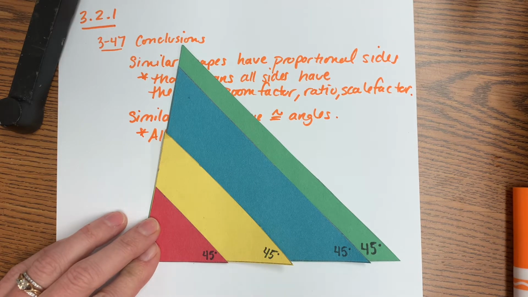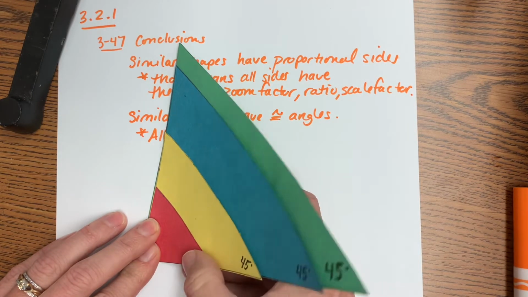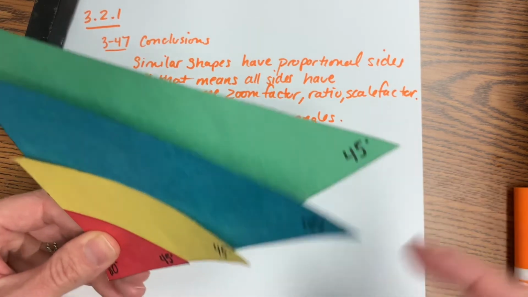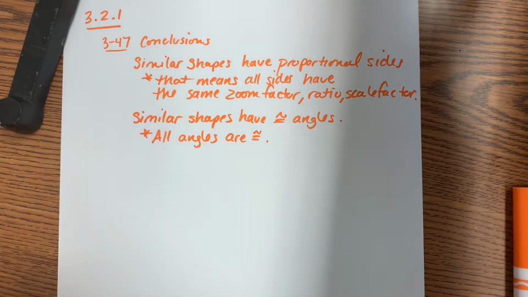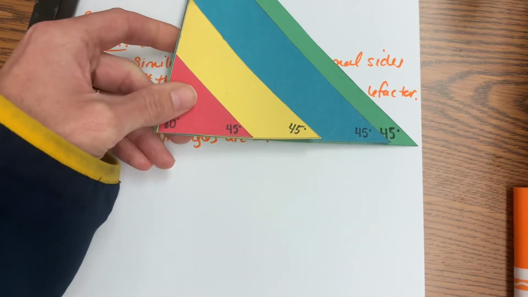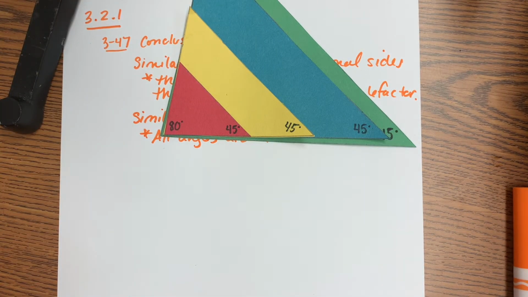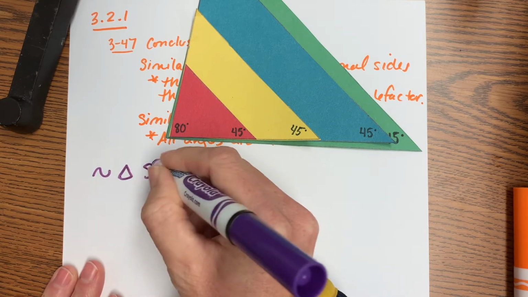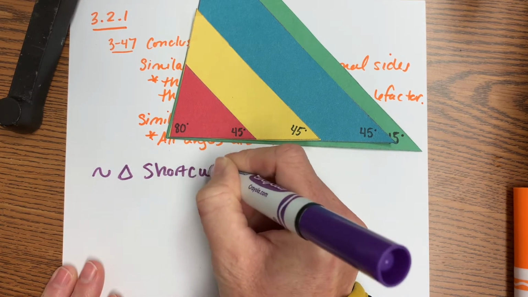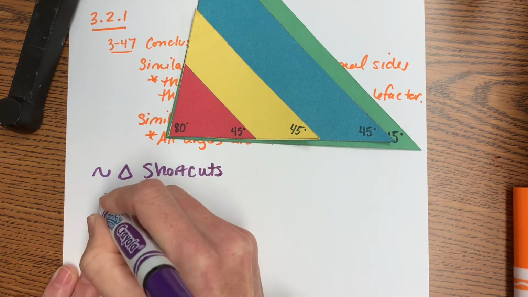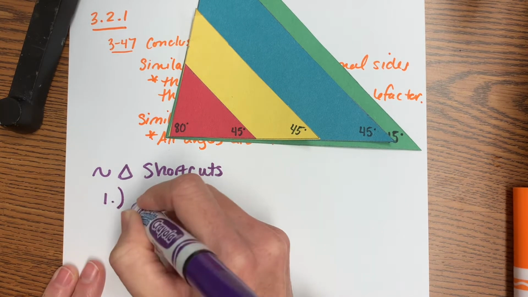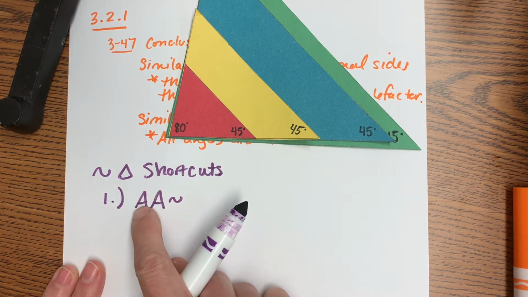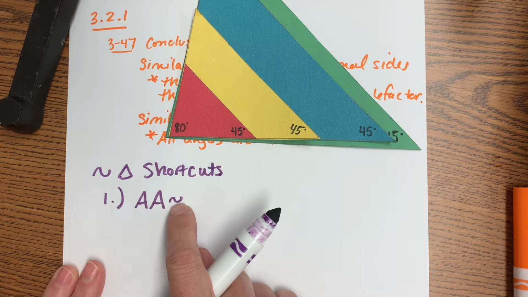Okay. Which means, what was the smallest information that I provided you and we came out with all these similar triangles? I gave you 2 equal angles. I gave you 2 angles that had to be equal. So shortcut, similar triangle shortcut number 1 is angle, angle similarity. So A stands for angle, A stands for angle, and the similar sign.